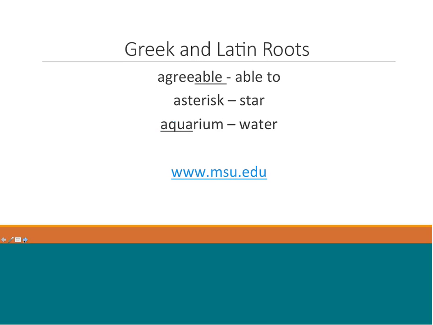Greek and Latin roots, kids should be exposed to in the fourth grade. Agreeable, able meaning able to. Asterisk, the aster means star. Aquarium, the aqua means water. And you can find a whole list of Greek and Latin roots on this website, msu.edu.